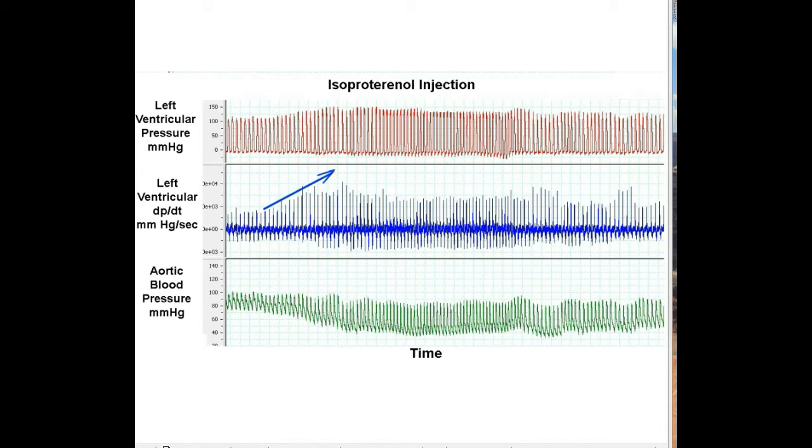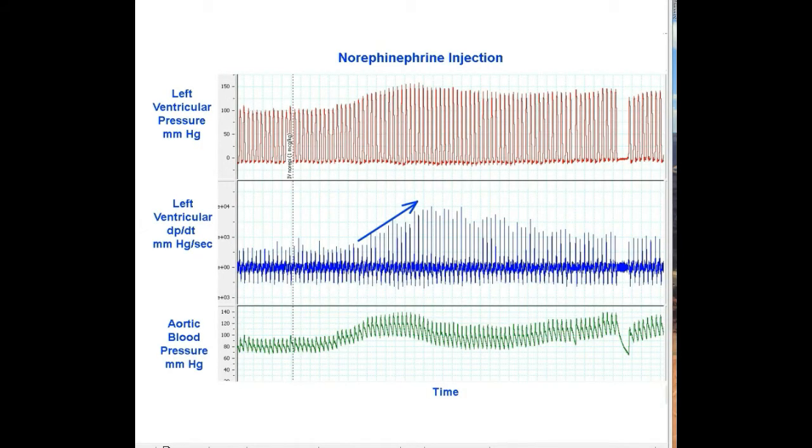Another catecholamine that increases contractility is norepinephrine. Again, the contractility is increased as seen by the increase in left ventricular dP/dt. However, because of the alpha agonistic activity of norepinephrine, both preload and afterload are increased.